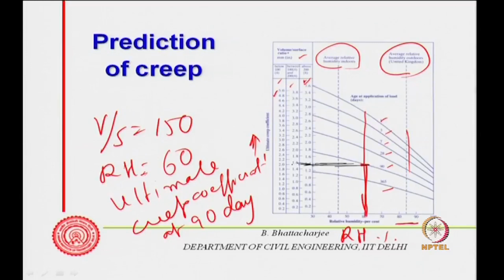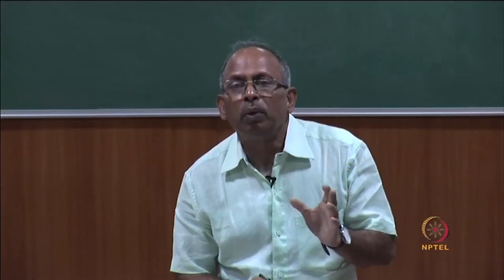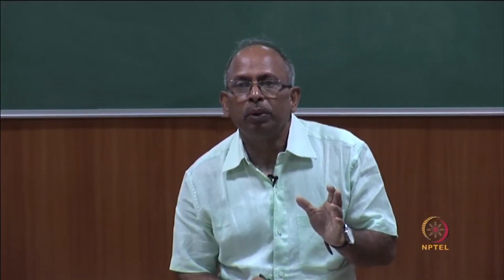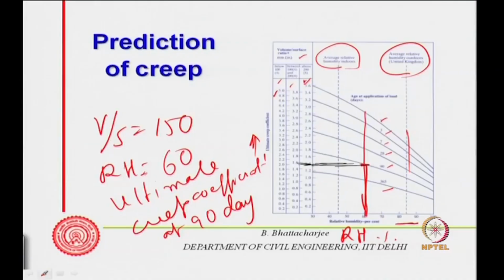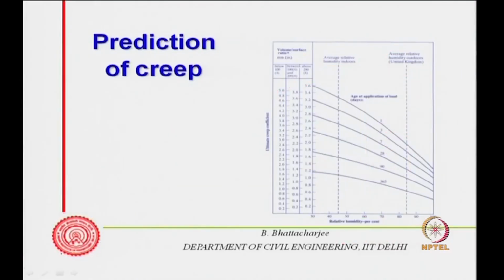So, basically you can find out the values of ultimate creep coefficient using this kind of nomogram, depending upon the relative humidity and age. So, the factors that have been considered here are the age, the volume to surface area ratio, and the relative humidity of exposure.